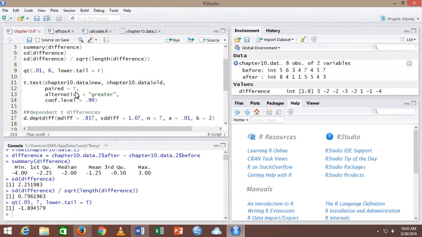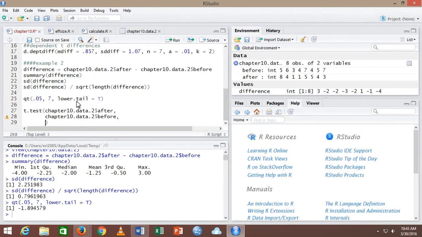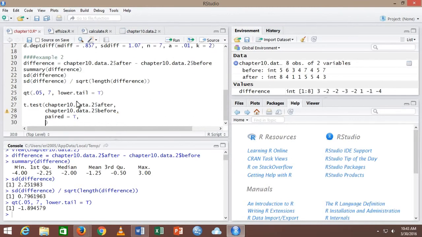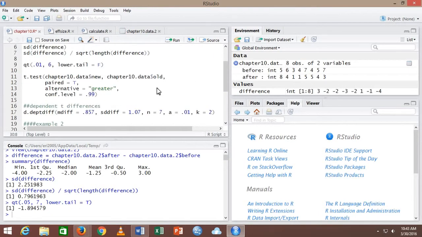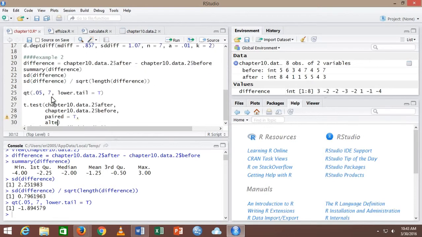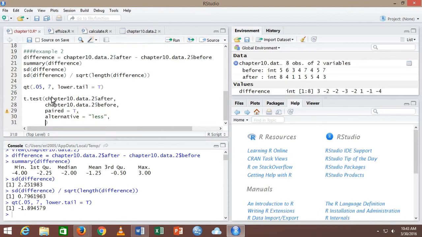And I just like putting these on different lines so I can see it better. You don't have to. You can run the whole thing on one giant line. We've got paired equals true because this is a paired t-test. Our alternative, ooh, can't talk. Alternative equals less. I think that's right. Conf level 0.95 because it's 1 minus alpha.